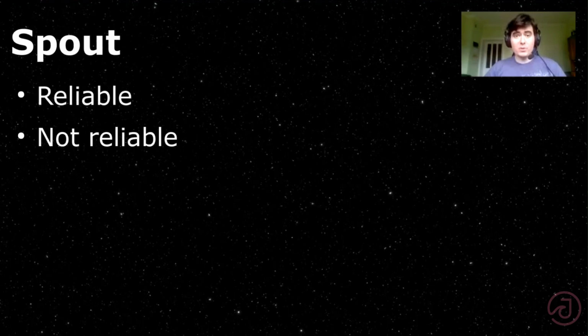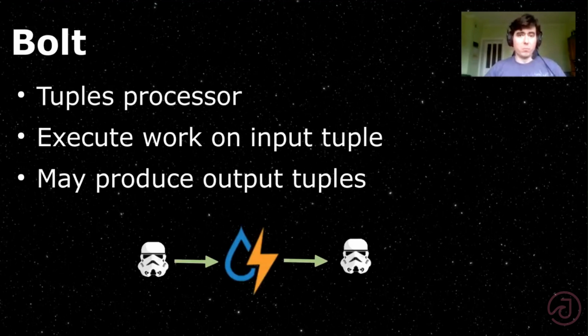And not reliable: a spout just fires the tuples and forgets about them, and you will probably use it in real-time use cases when you don't really care about the responses if it takes too long. Next, we've got bolts, and bolts are tuple processors. So they get an input tuple, do some work, process the tuple, and they may produce their own tuples or just finish our whole processing pipeline, finish our application.